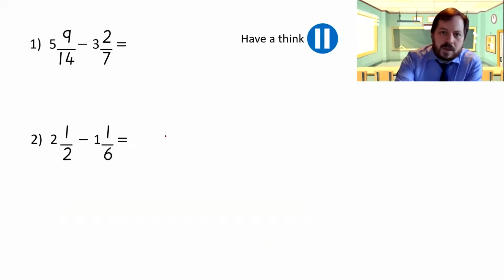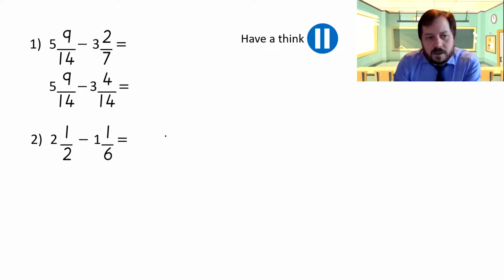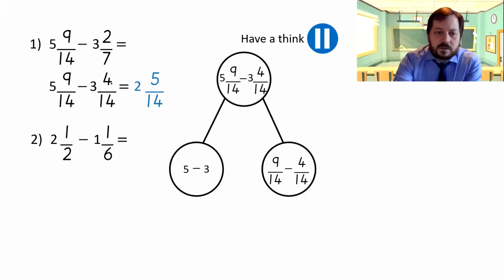Okay. So here are two questions. Try whichever method you like. Have a go. So let's have a look. We've got 5 and 9/14 minus 3 and 4/14, because we can just times this one by 2 to get there. We do the whole number first. 5 minus 3 is 2. Then we do 9 minus 4, and it gives us 5. So 2 and 5/14. We do the same on the bottom one here.